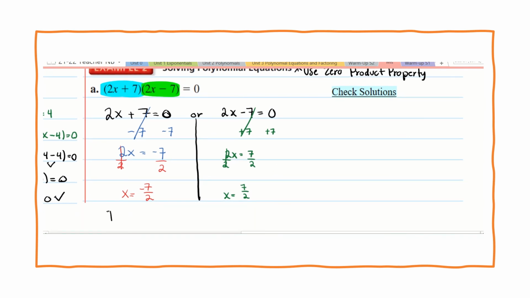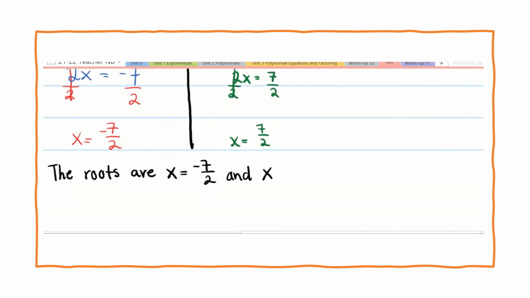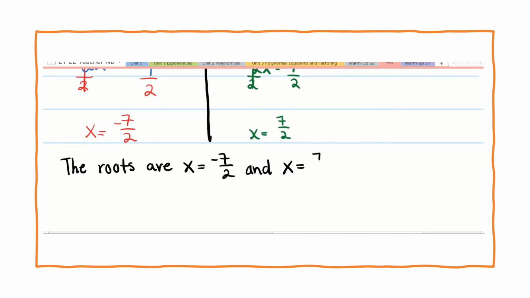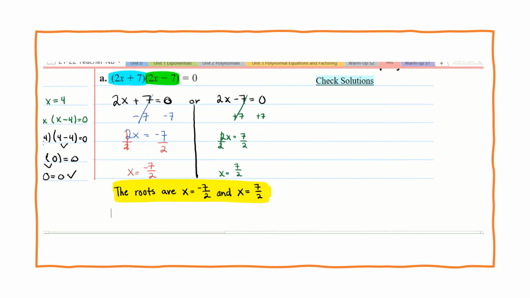As I stated, we're going to put our answers in a complete sentence. So the roots are x equals -7/2, and the second answer, x equals 7/2. And again, I'm going to leave them as fractions. I don't mind fractions. Just make sure that you always check to see if you can reduce the fractions. I never take the extra step of turning it into a decimal. We can just leave it as a fraction.